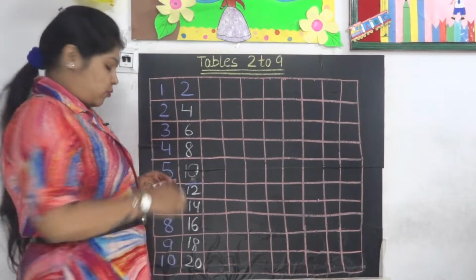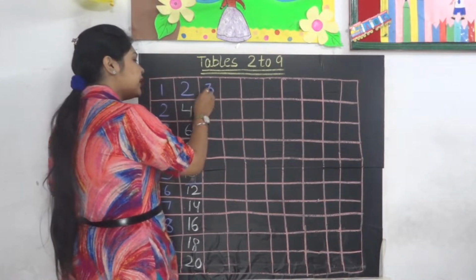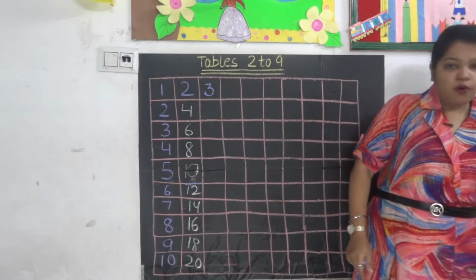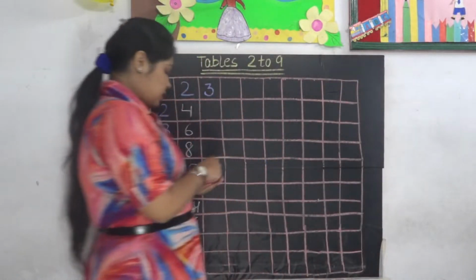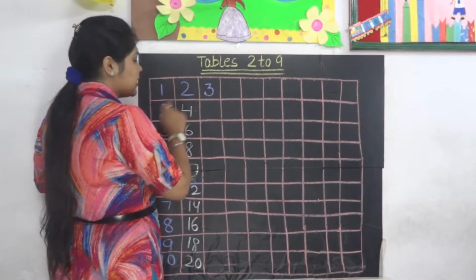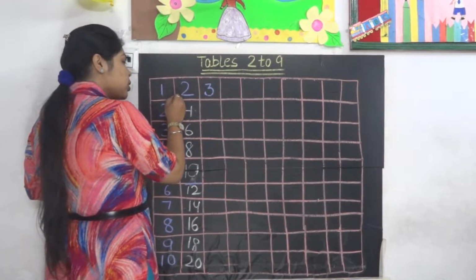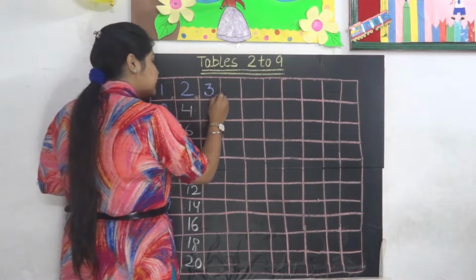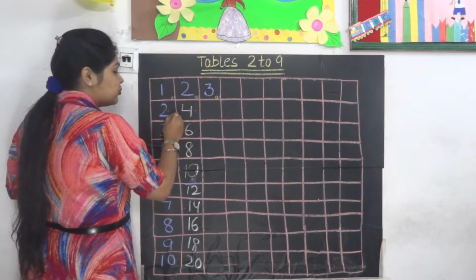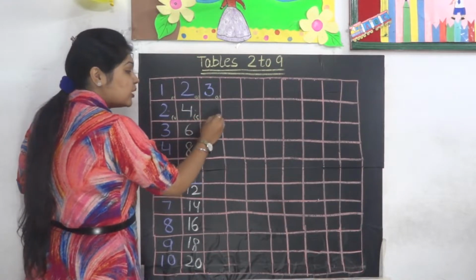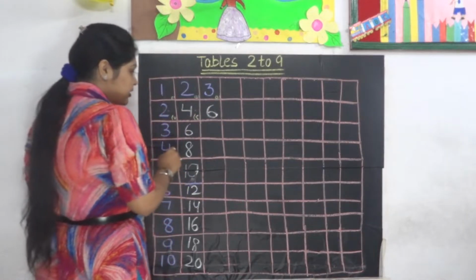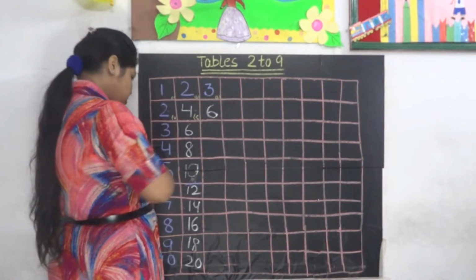Now what do we have to do? Which table are we going to do? We are going to write the table of 3. Now, let's see how we are going to do it. What I have told you is to count the boxes like this. See, first box, second box, third box. To avoid confusion, I am just writing the numbers like this. Fourth box, fifth box, and this one is the sixth box. So, what will I write here? 6.